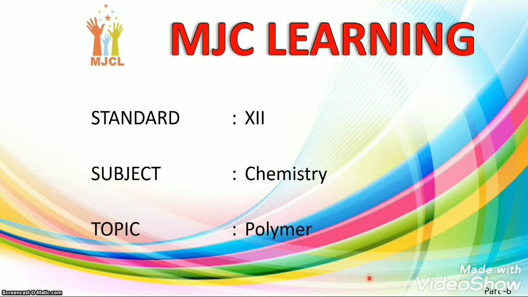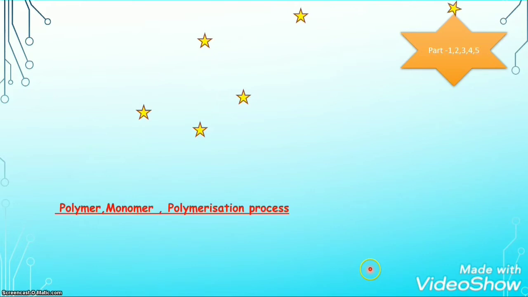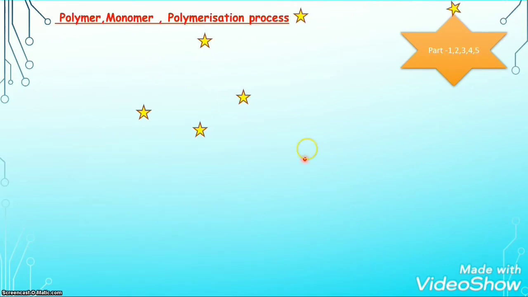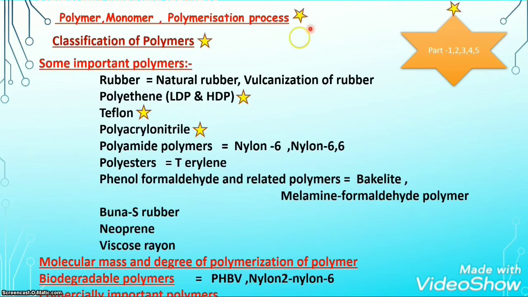So let's start. In the previous 5 videos, we have already discussed what the polymerization process is, classification of polymers, some important polymers like polyethylene, that is low density polyethylene and high density polyethylene, Teflon, and polyacrylonitrile. So let us continue with some important polymers.